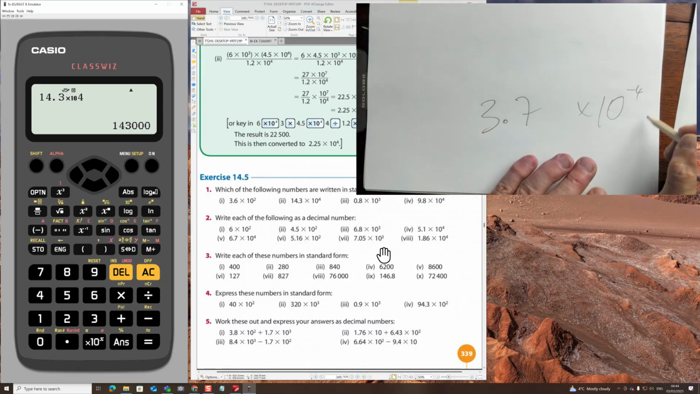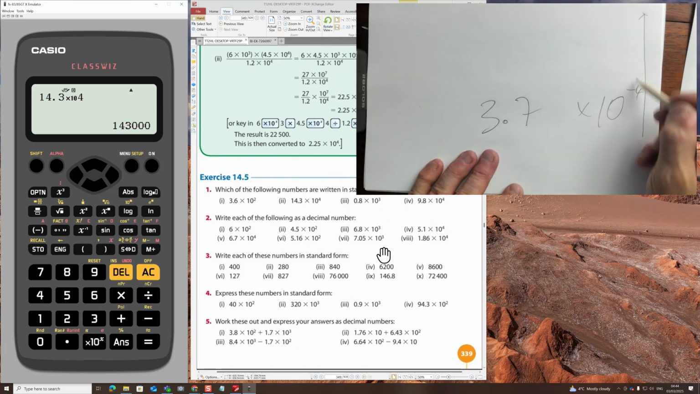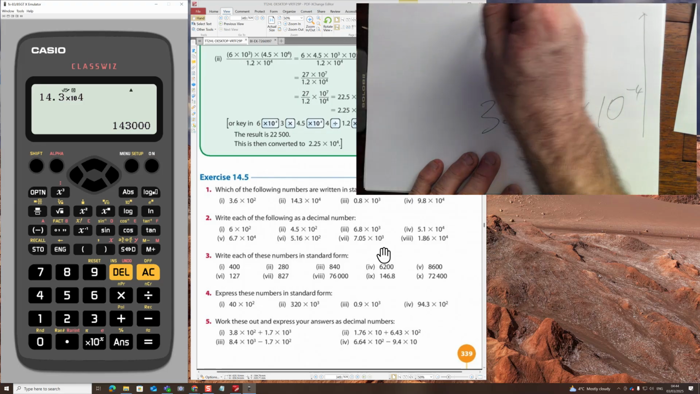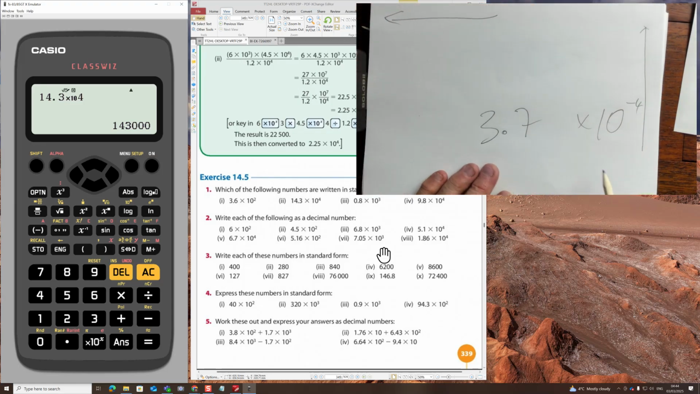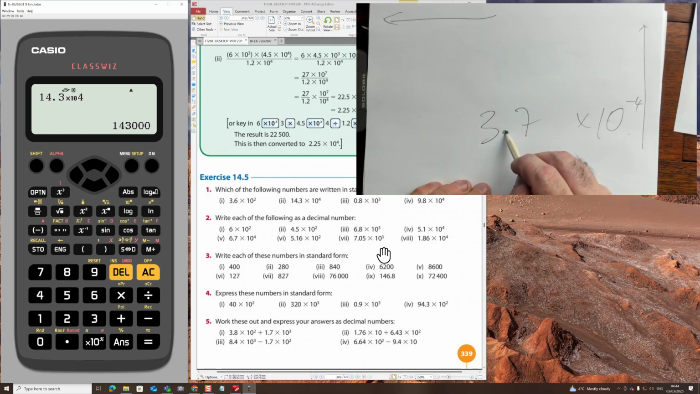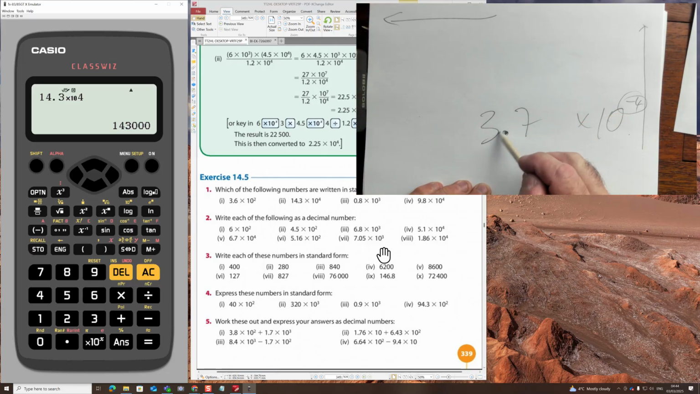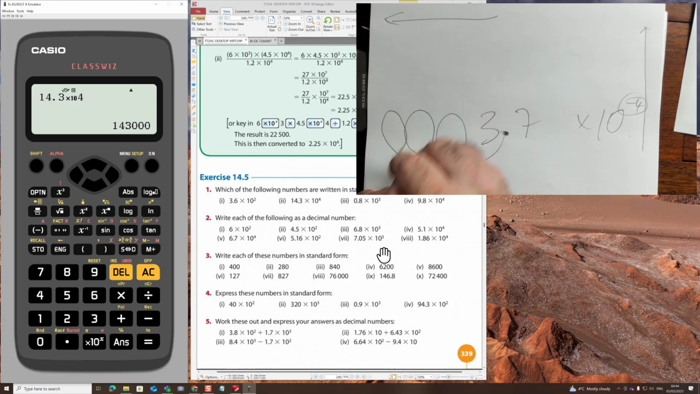Now if we start thinking about this in pen and paper, you say I want that power to go all the way up to 0. So it's going to go up 4 places, and if I'm going up 4 places my decimal place is going that way. So we're going to have leading zeros. So negative 4 means move the decimal place to the left. Positive 4 means move the decimal place to the right. 1, 2, 3, 4. 0.00037. Okay.